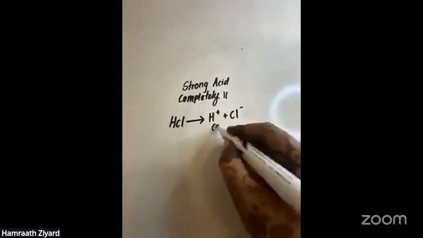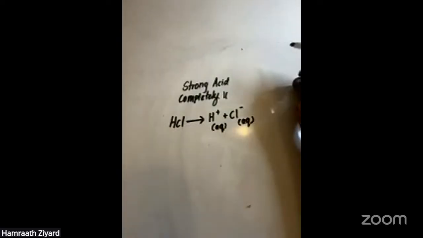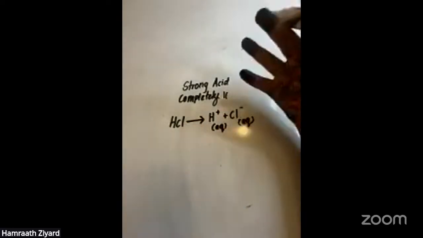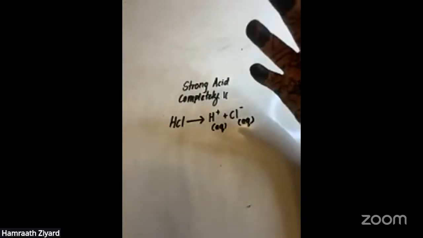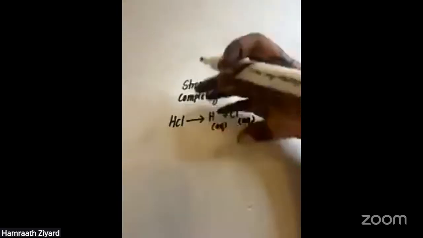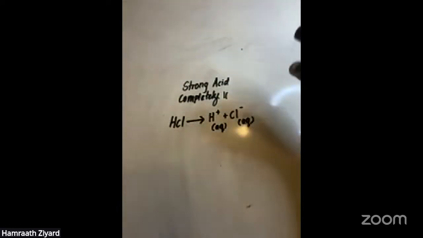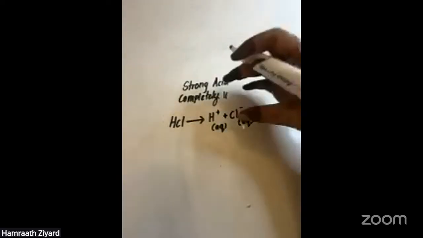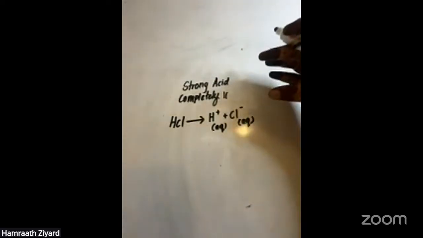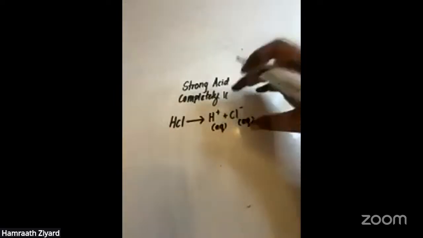And you have to make sure that they have the aqueous state here. Why? Because they are inside the water, mixed with the water. I told you, acids release hydrogen into the aqueous medium, which means you have to show this hydrogen is released into the aqueous medium, and chlorine is also released into the aqueous medium. This is the way you are supposed to show the strong acid with the equation. So this is the chemical equation.